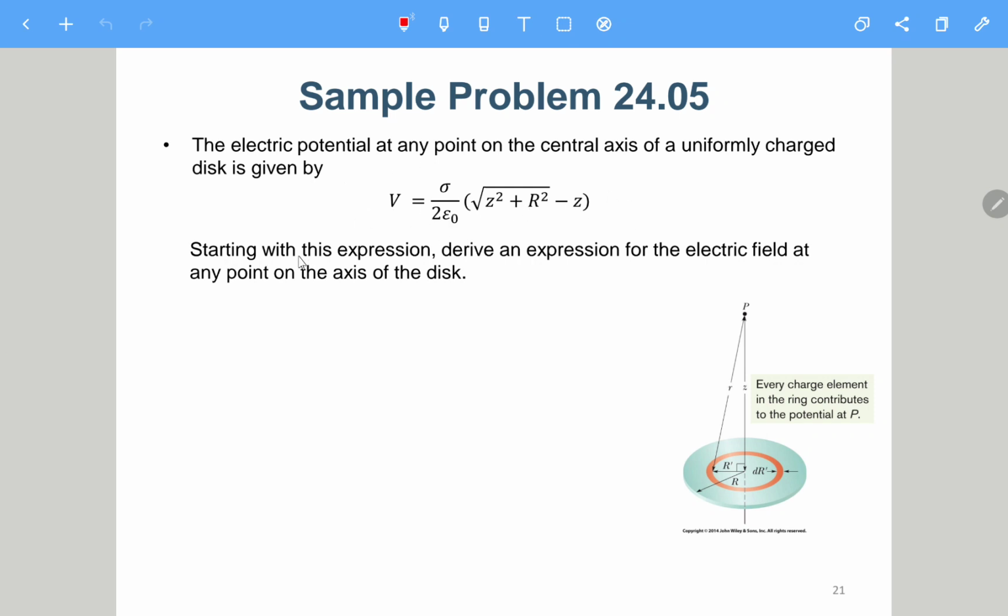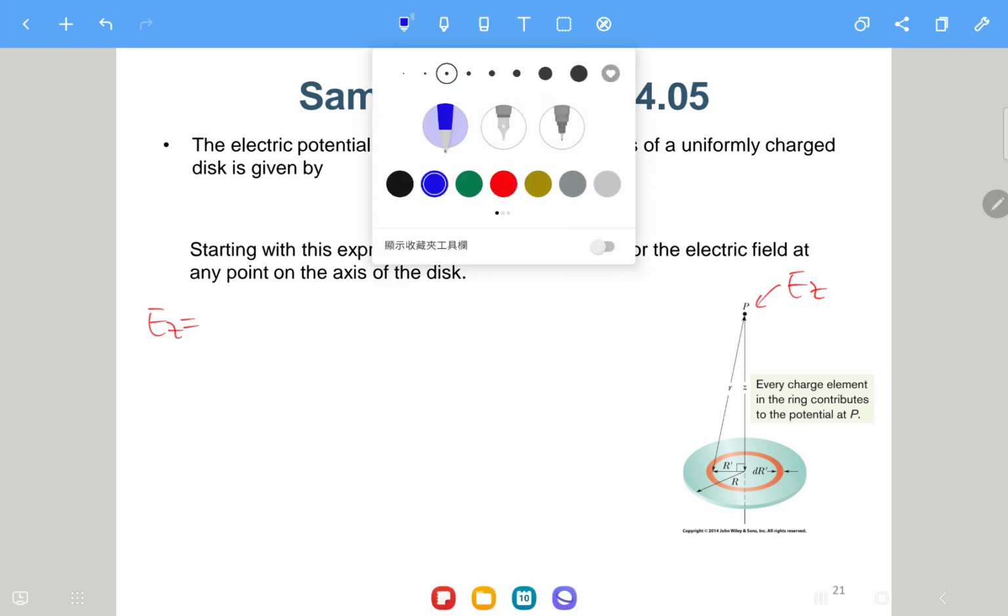Starting with this expression, derive an expression for the electric field at any point on the axis of the disk. This is easy because, as we know, this is symmetric. There should be no x-axis component and no y-axis component. So there should only be a z-axis component, as we know. So Ez would be, let me change back to blue color.